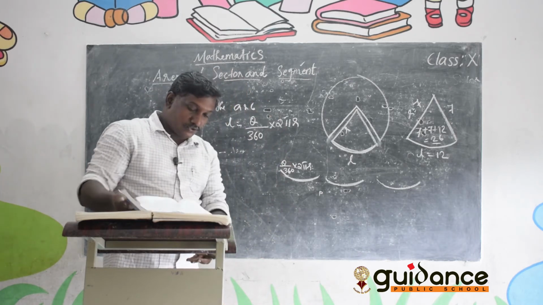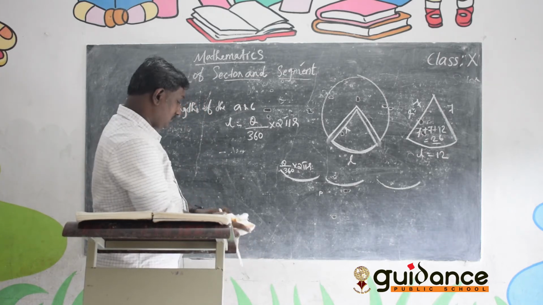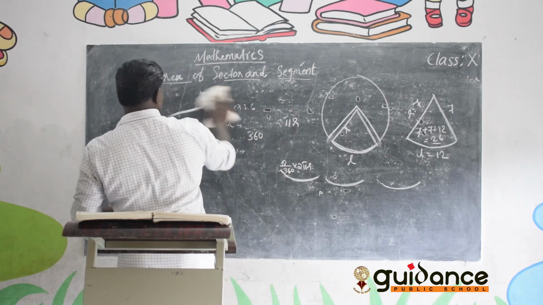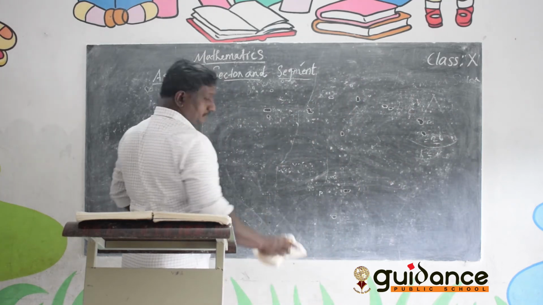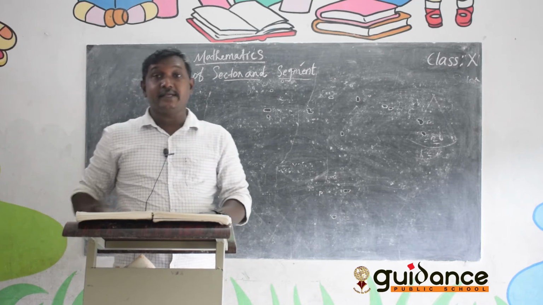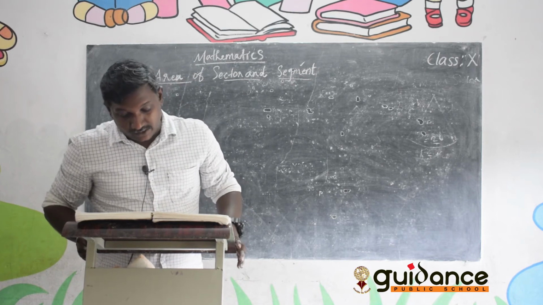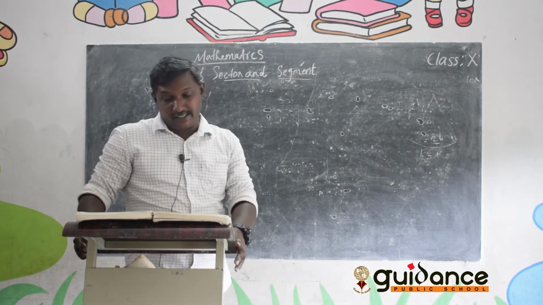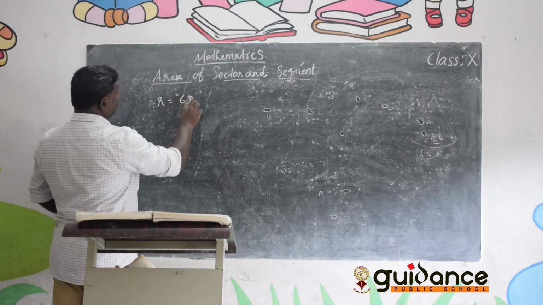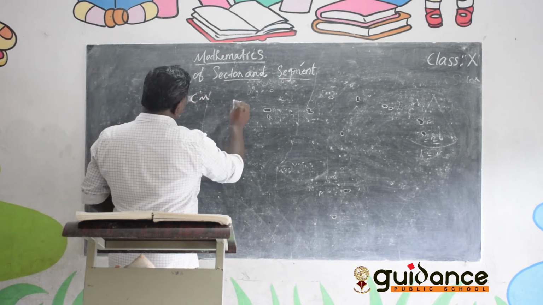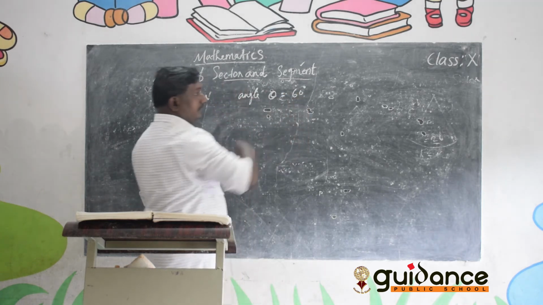So we can see some questions from the exercise. From exercise 12.2, find the area of a sector of the circle with a radius of 6 centimeter if the angle of the sector is 60 degree. So radius equal to 6 centimeter, and angle theta equal to 60 degree.